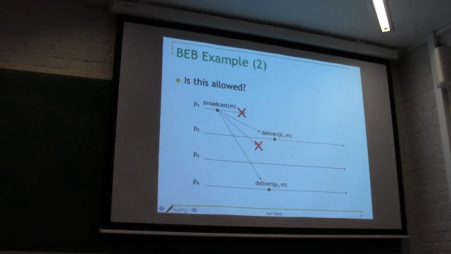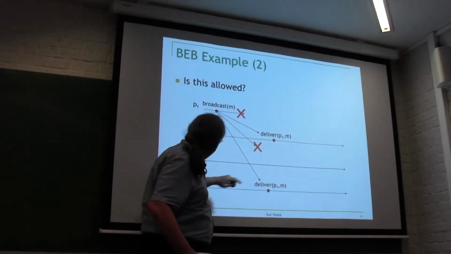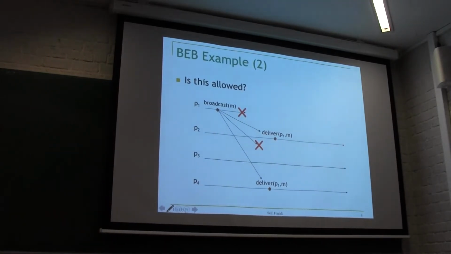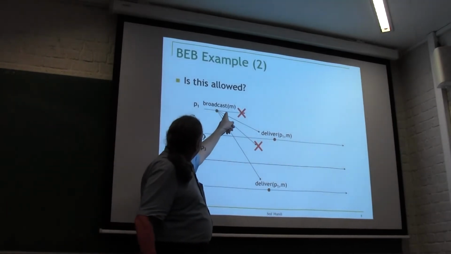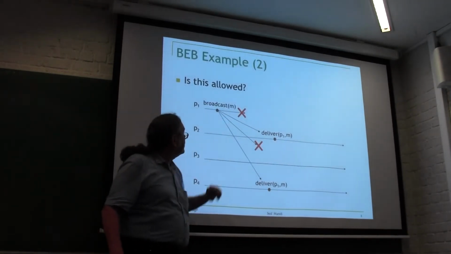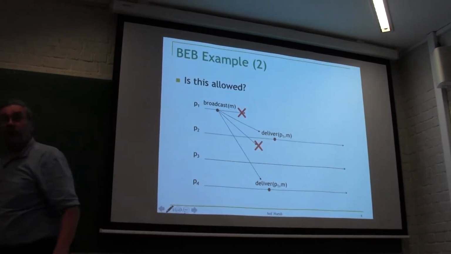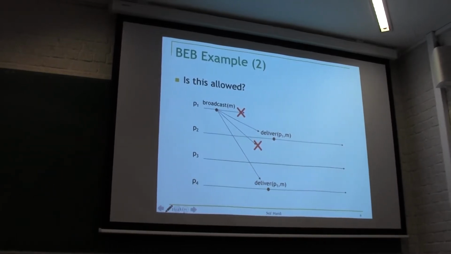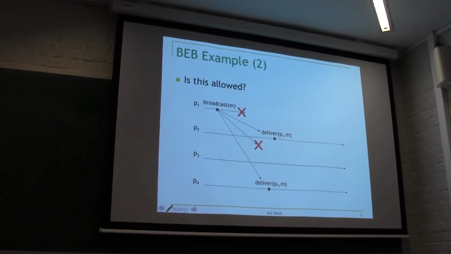So here's a small variation. Here we have basically the same pattern of messages as in the previous one, except that now P1 is running and boom, P1 crashes. So in this case, P1 is not correct. So is this satisfying the specification of best effort? Yes or no? If you say yes, you have to say why. Yes. Why? Because the sender crashed.